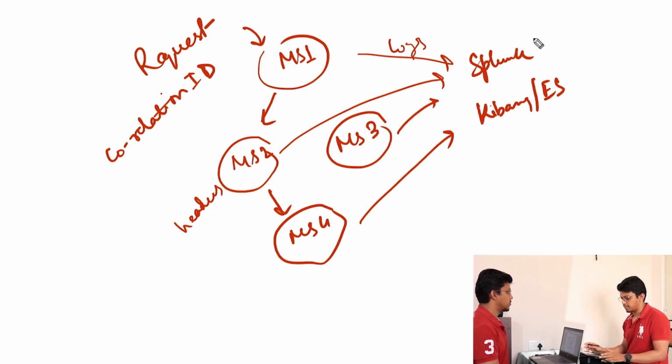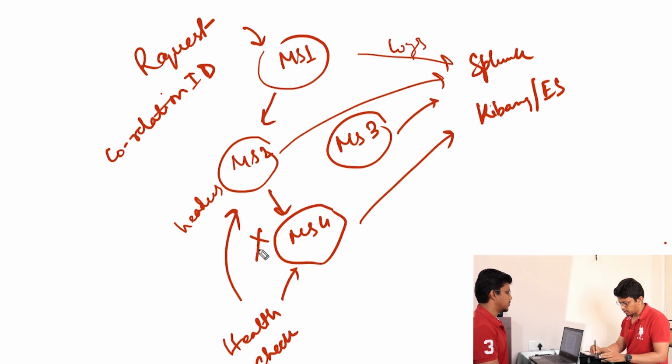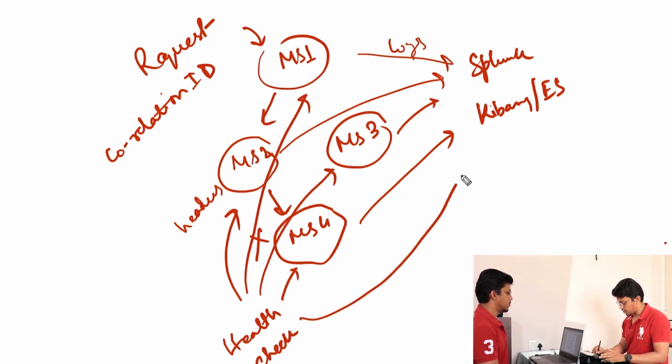So that's how. And suppose this server went down, we can have a health check to look for all the servers. If this went down, the health check will report to Kibana, or we can have an email notification like that.